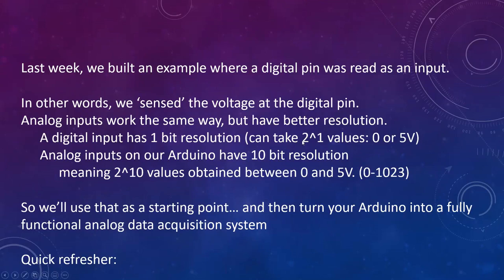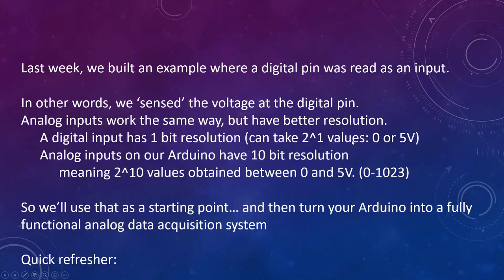Resolution is something you can calculate by raising 2 to the power of whatever your bit resolution is, because there's 2 choices for each bit, 0 or 1, right? And so 1 bit would be 2 to the first values, and it breaks up the 0 to 5 volt range into 2 values. So you get 0 or 5, or 0 or 1, high or low.